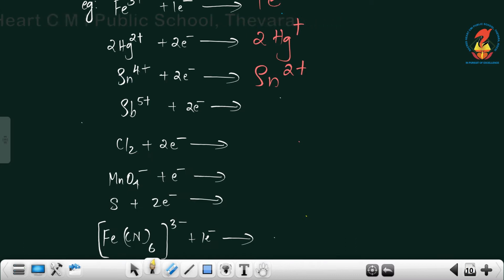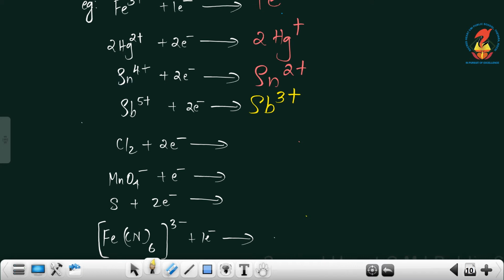Now Sb, antimony. Sb is antimony 5 plus. On gaining 2 more electrons, what happens? It will become Sb3 plus. 5 plus means it has 5 positive charges. To that it is accepting 2 electrons or 2 negative charges. So, what happens? 5 plus will become 3 plus.